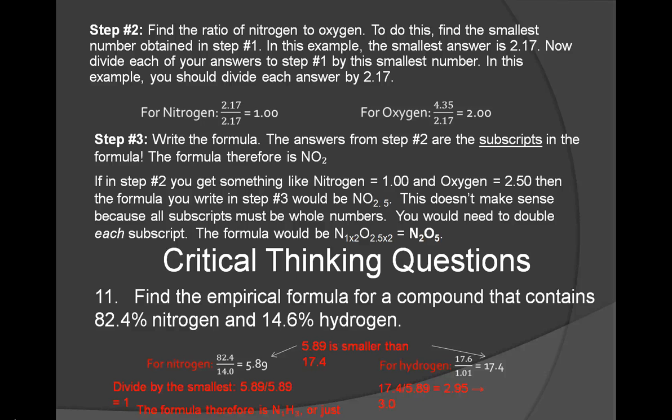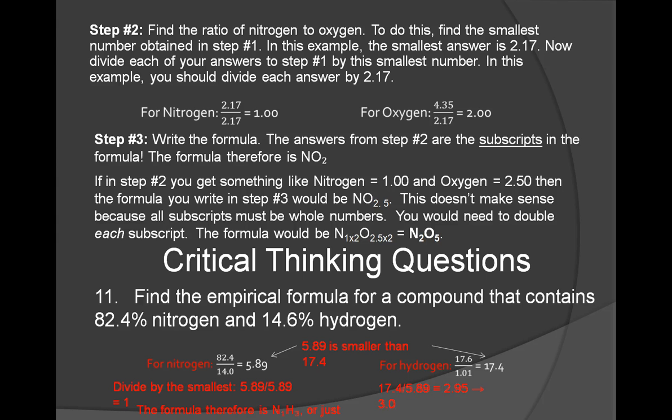In step 2, you might get something like nitrogen equals 1 and oxygen equals 2.5. Then the formula you write in step 3 would be NO2.5. This doesn't make sense because all the subscripts must be whole numbers. You would need to double each subscript, and then the formula would be N1 times 2, O2.5 times 2, equals N2O5.